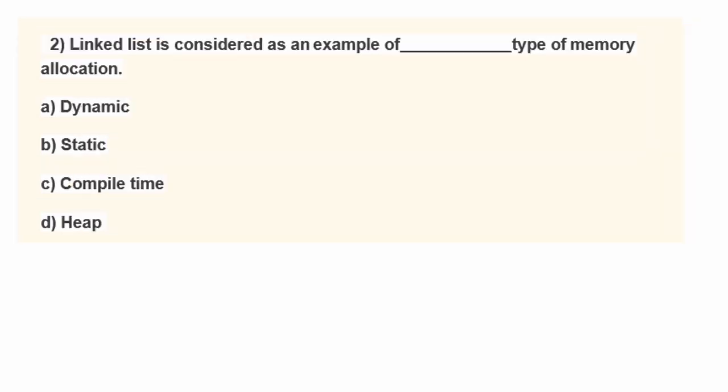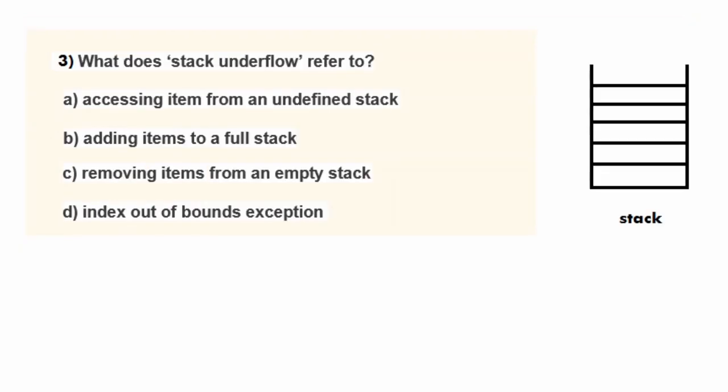Now the next question is, linked list is considered as an example of dash type of memory allocation. As you know, a linked list is a collection of nodes and nodes are created at runtime using DMA, that is dynamic memory allocation. So our answer will be dynamic. Now moving to the next question.